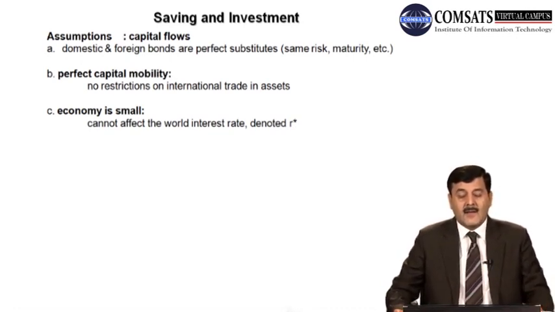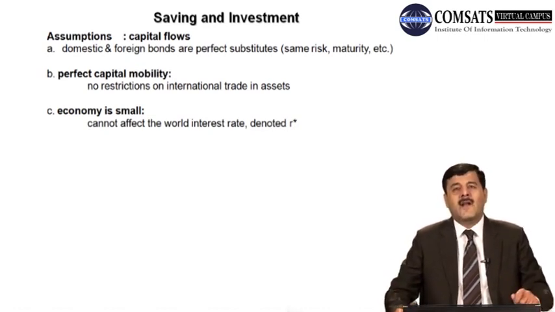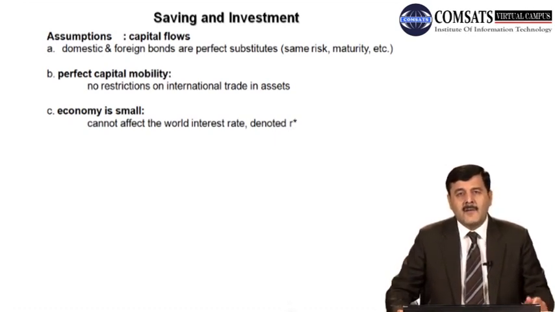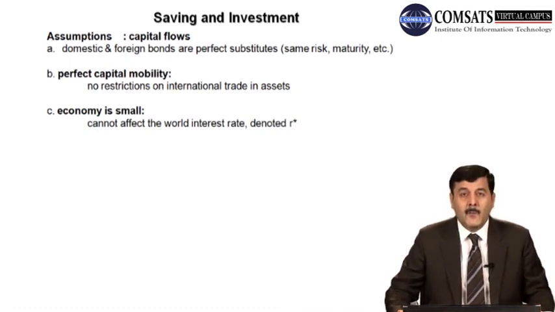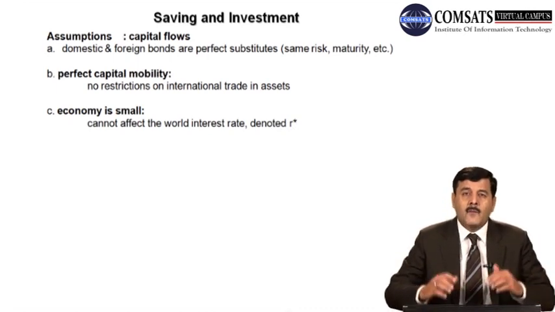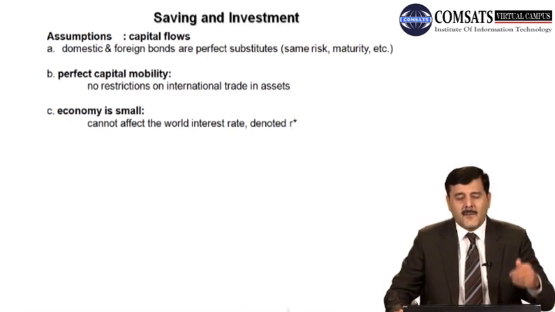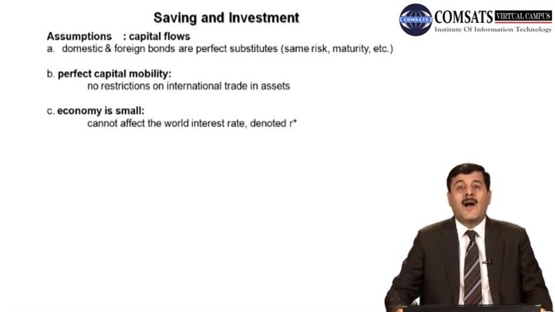And the third is that the economy is small. We are talking about a small economy, not a large economy. So we have three assumptions. First, domestic and foreign bonds are perfect substitutes of each other. Second, there is perfect mobility of assets between countries; assets can move easily from one country to another, with no restrictions on them. Third, the economy is very small, not very large. So the world interest rate is denoted by R star.